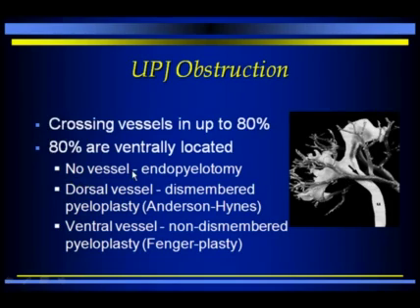If there is no vessel seen with a UPJ obstruction, those patients are amenable to an endopyelotomy. When the vessel crosses posterior to the renal pelvis, they can have a dismembered pyeloplasty, also called the Anderson-Hynes procedure. And when the vessel crosses ventrally, as we see in this case, we need a non-dismembered pyeloplasty or the Fenger plasty.